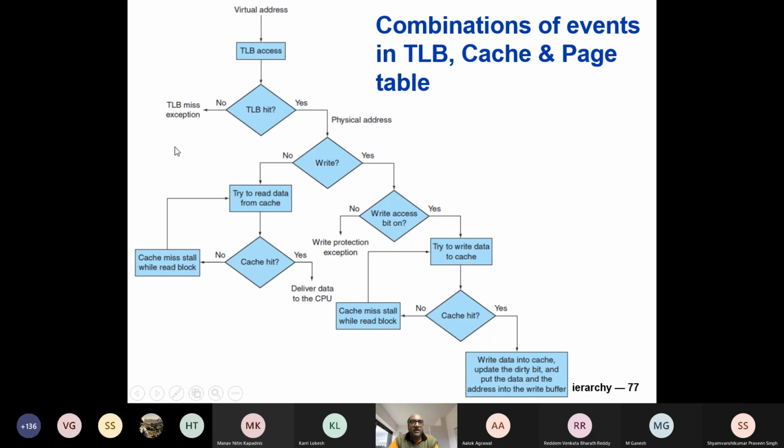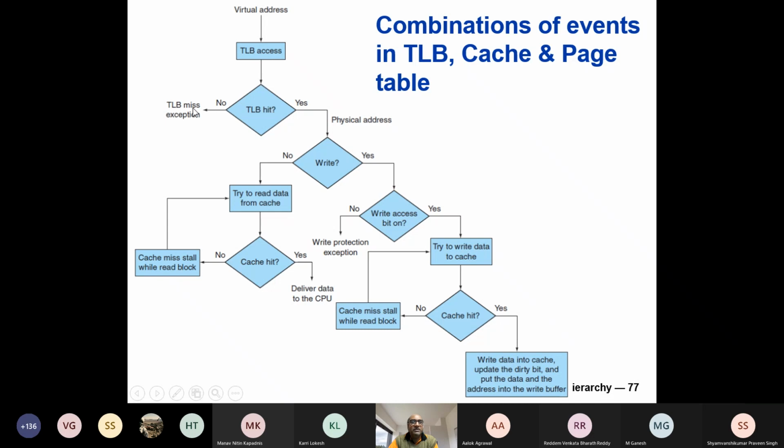It may be present in the page table or not. If it is present in the page table, then the TLB will be updated, and again we restart, and then we'll get the TLB hit, right? If it is a TLB miss, that means that particular mapping is not there in the TLB.